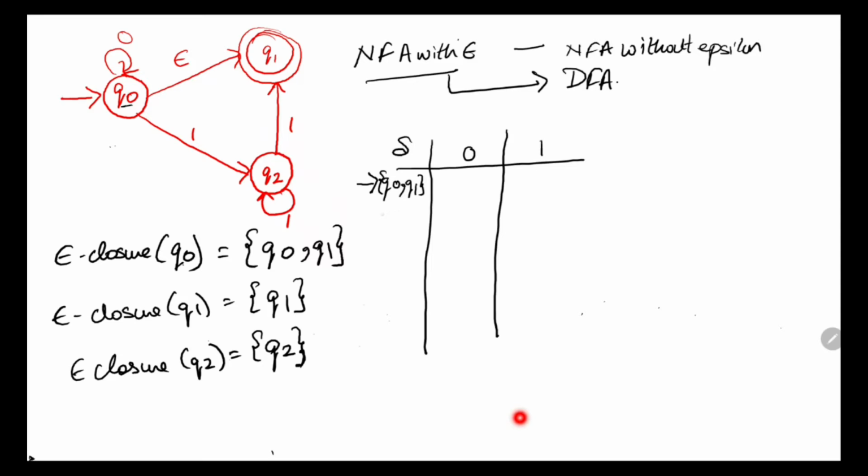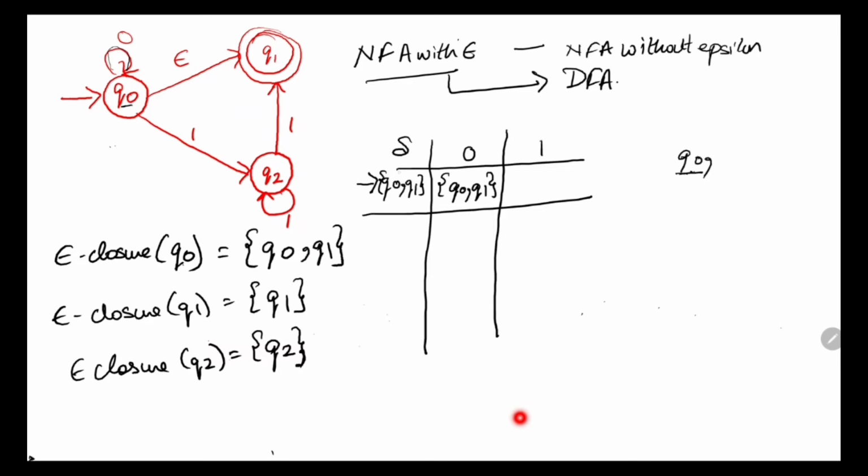Perfect. Now we will write the transitions of Q naught Q1 with 0 and Q naught Q1 with 1. Alright, let's see. Q naught with 0 is Q naught, right? Q1 with 0, no transition, so it comes out to be Q naught. But we will not write Q naught; we will write the epsilon closure of Q naught. What is that? This is Q naught comma Q1. Fine, I hope it is clear to you.